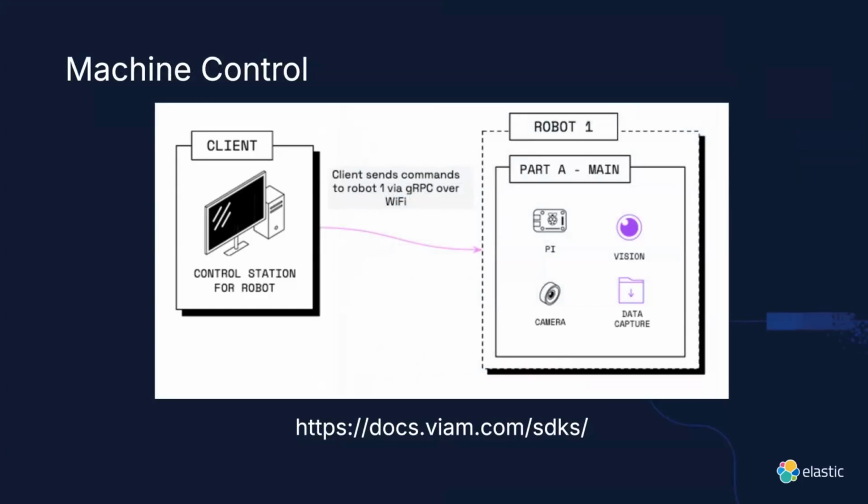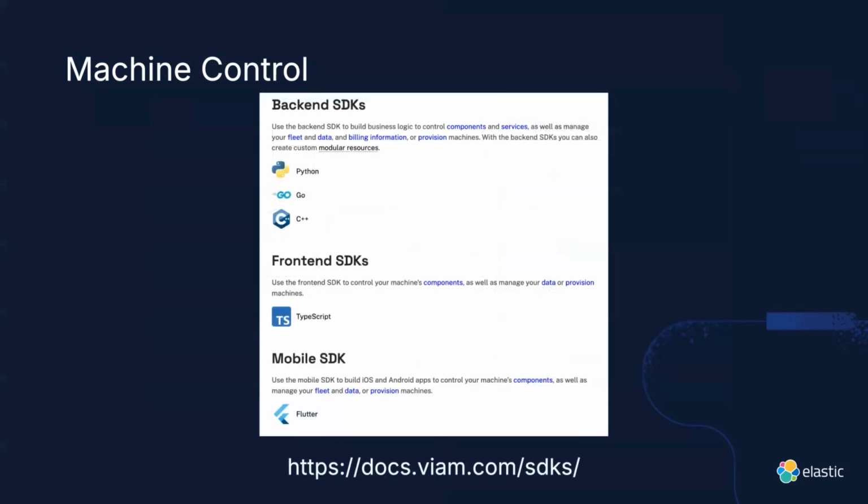As I mentioned, not only do we have APIs for connecting to VM data and our cloud services to get stuff from there, we also connect straight to your devices using a variety of programming languages, including Python, Go, C++, and TypeScript. We also have support for Node.js with our TypeScript SDK now, and even Flutter. So you can do all sorts of things to connect directly to machines and control them.